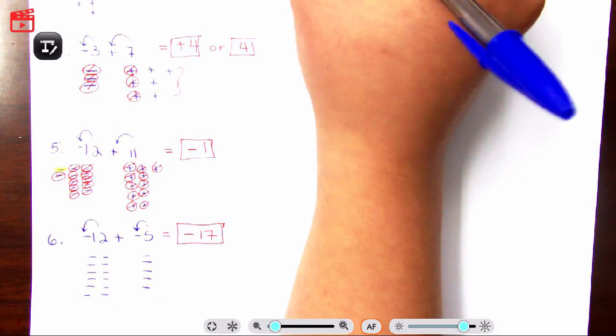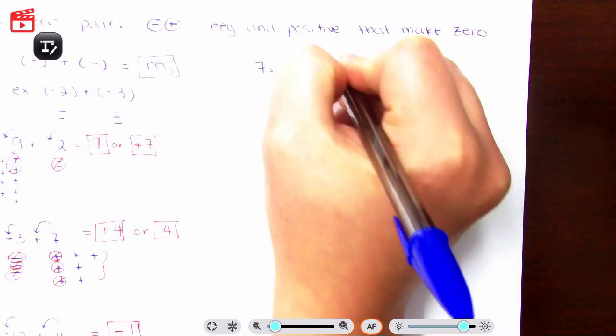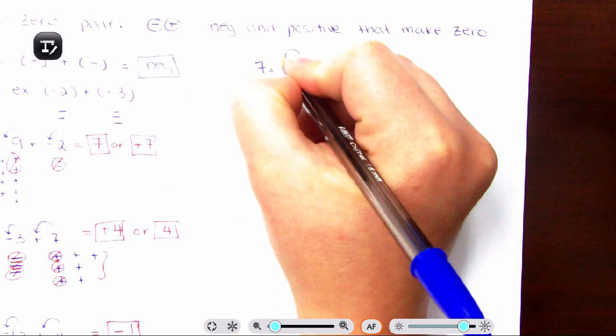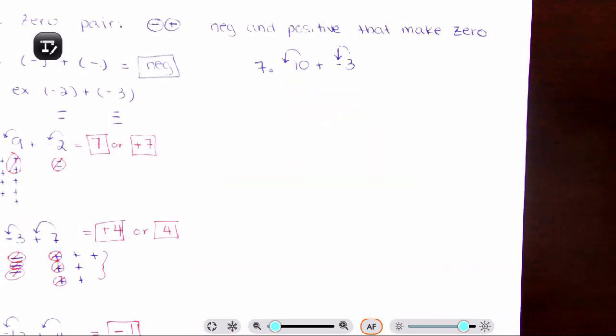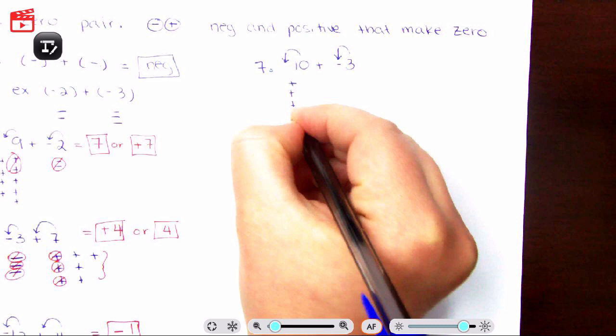Next we have question number 7, 10 plus negative 3. Don't let the negative and the plus scare you. Always look at the sign in front, and that's going to tell you what to do. So I have 10 pluses.